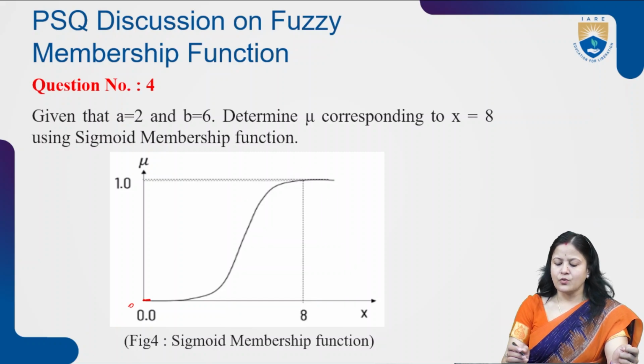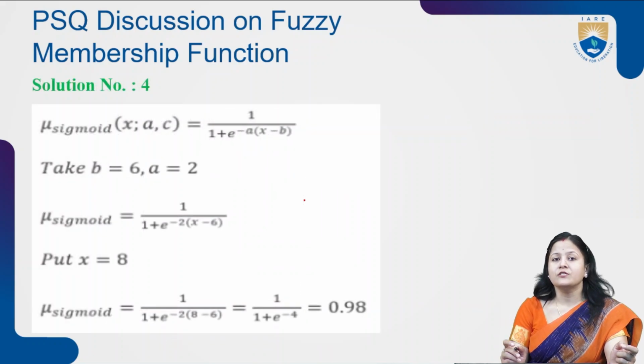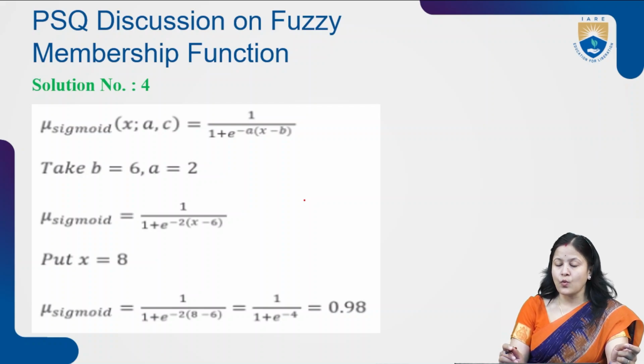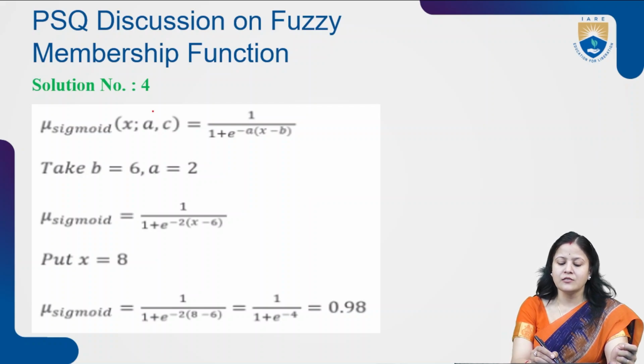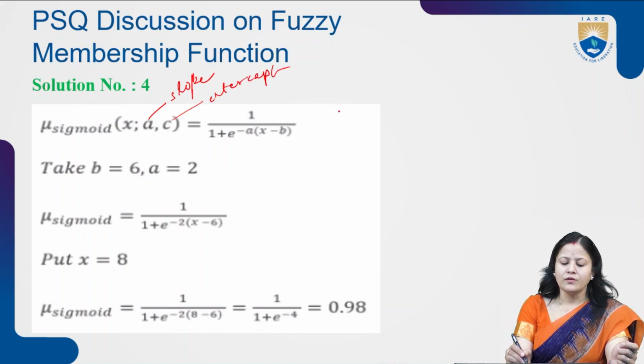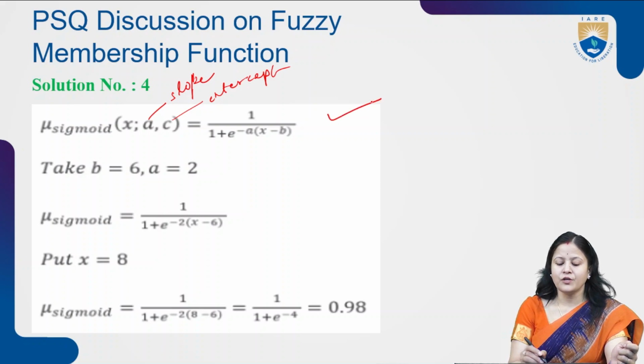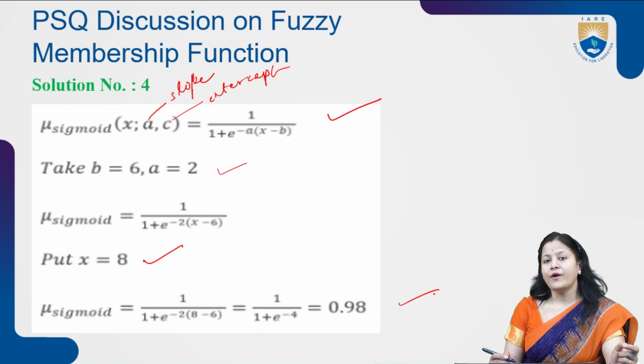Okay, so let me tell you the function for the sigmoid. Mu of sigmoid (x; a, c), where a is considered the slope and c is considered the intercept, the formula would be 1 divided by 1 plus e to the power minus a times (x minus c). Here a is the slope and c is nothing but the intercept. So this is the formula for the sigmoid membership function. In our given question, the a and b values are given, and for the value of x, you insert all the values and you will get the answer 0.98.